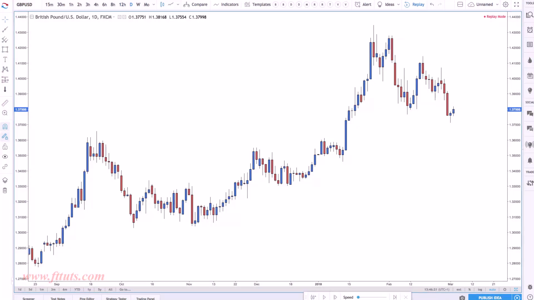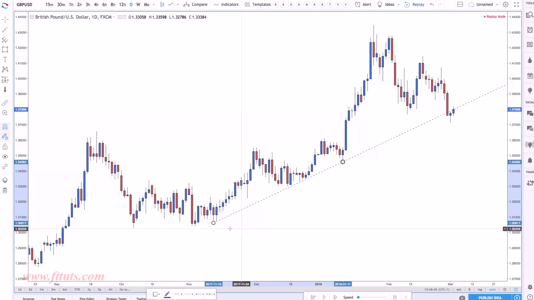In this video, I just want to go over an example of why it's important to have three open, high, low, close candles break a trend line before we look to decide whether the trend has ended or not. So we have pretty much just a pound dollar daily chart, and we have really an obvious trend right here.